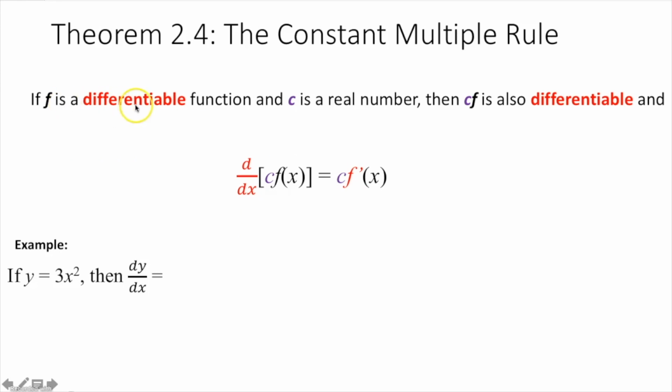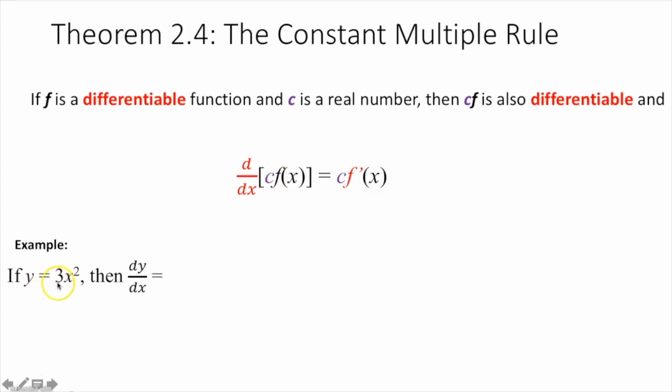This says if f is a differentiable function and c is a real number, then c times f is also differentiable, and d/dx, the derivative of c times f of x, is equal to c times f prime of x. So all this is saying is that if you have a function and that function is multiplied by a number, instead of taking the derivative of that number times the function, you can take the derivative of that function and then just multiply that number on at the end. So how does that look in practice?